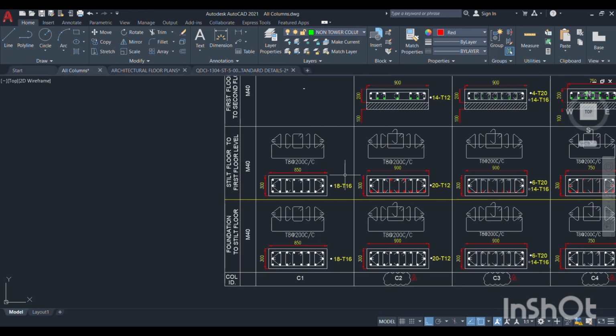So here 18 number of 16 rod is there, no? So already we have taken this rod up to this ground floor, mid of the ground floor level. Now we have to raise this column up to first floor level, and we have to terminate it. For that, how do we have to take?